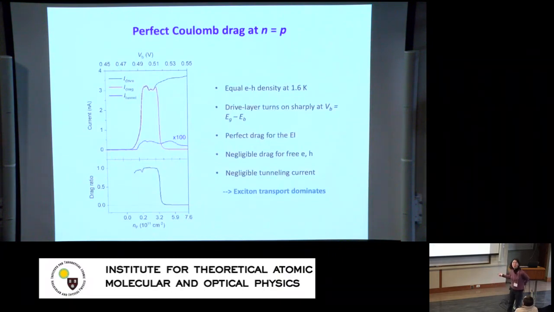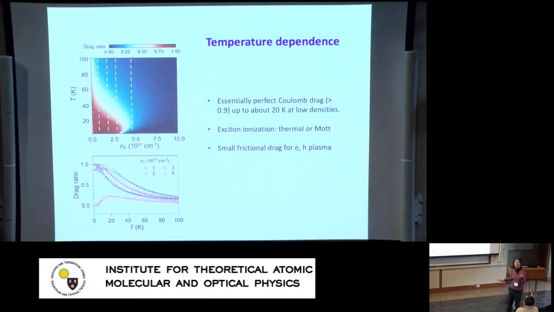Okay, so let me move on. I have 10 minutes left. So we look at the drag ratio as a function of temperature. The first thing I want to point out is that for relatively small density, if you look at the color plot, even up to 20 Kelvin, we get nearly perfect drag.